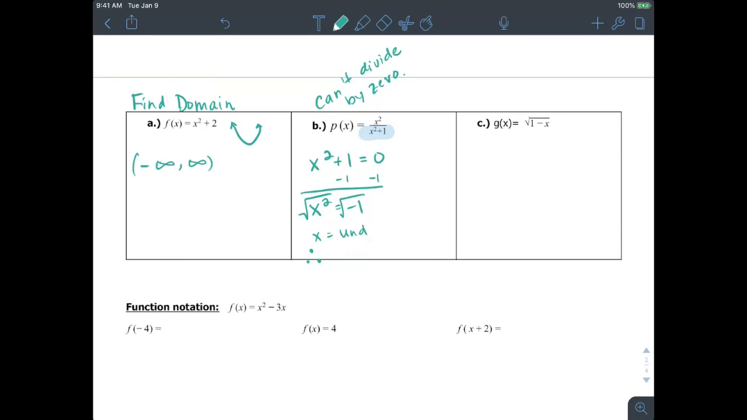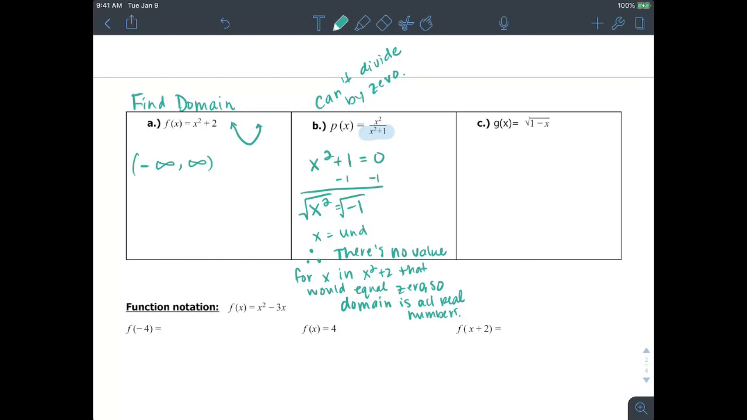Let's say this. Therefore, there's no value for x in x squared plus 1 that would equal 0. So the domain is all real numbers. So there was no restrictions in this because there is nothing that you can plug in for x to give you a -1 to offset the +1 to make 0.